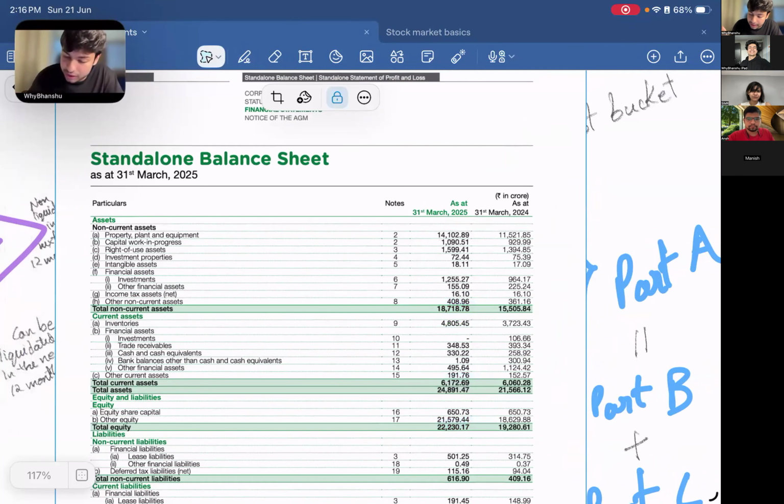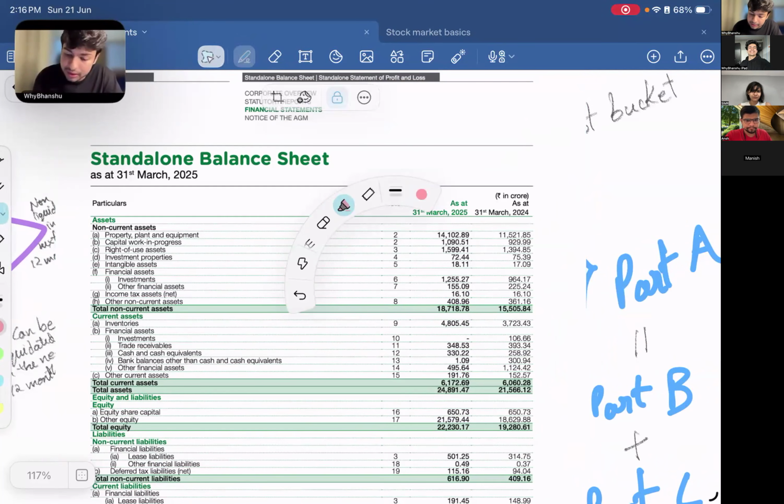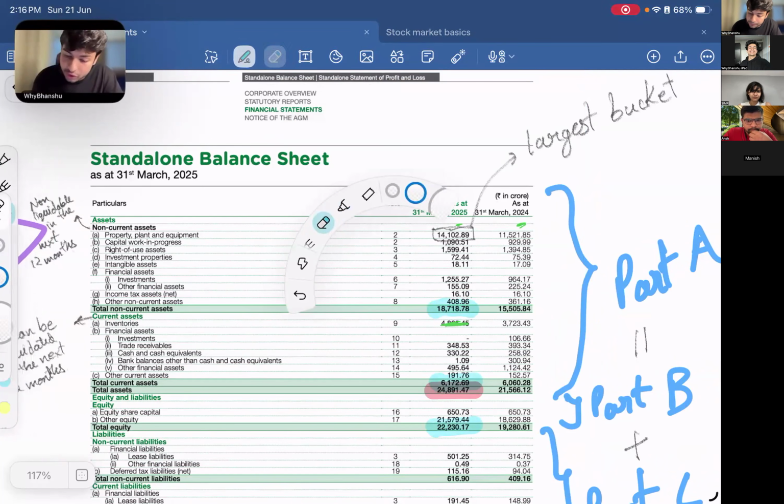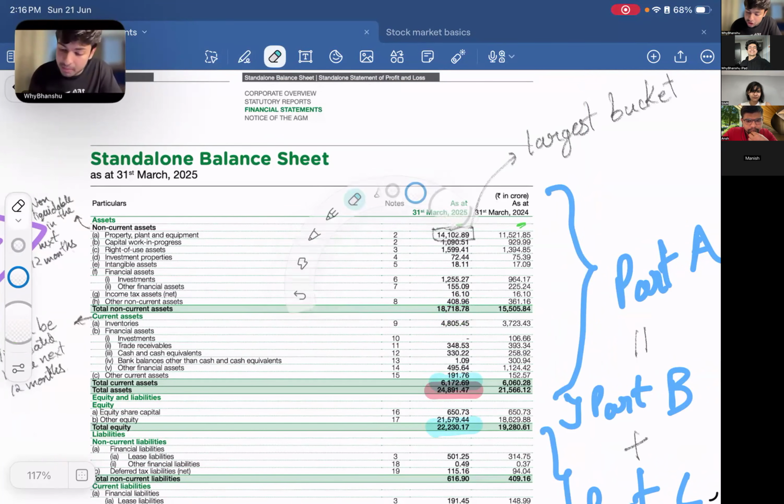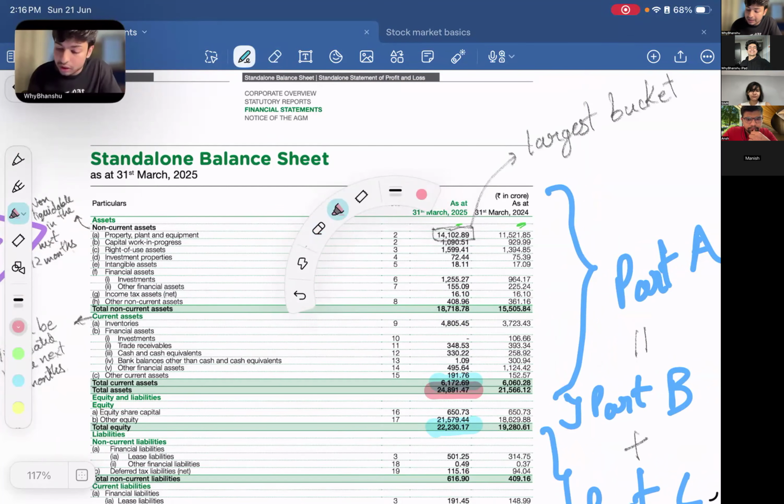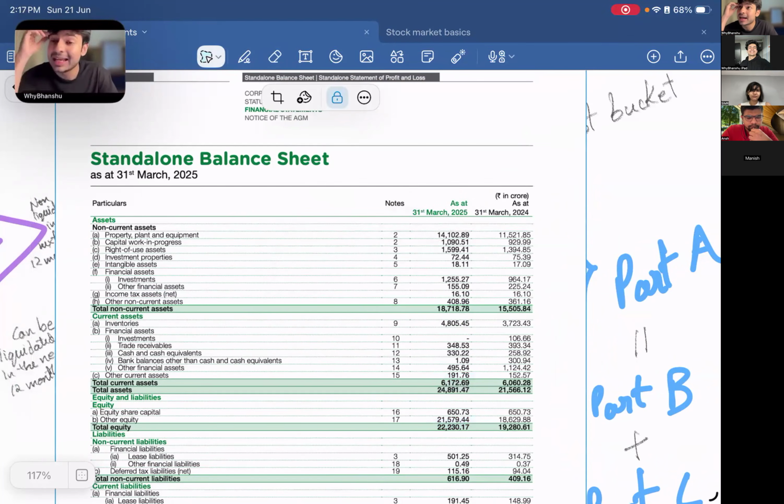4,805 crore. Let me just use the highlighter instead. Yeah. So this 4,000 value is much smaller than the 14,000 value for property, plant, and equipment. Now, can anyone kind of guess why this would be the case? Or what inference we can make now that we have looked at this balance sheet?